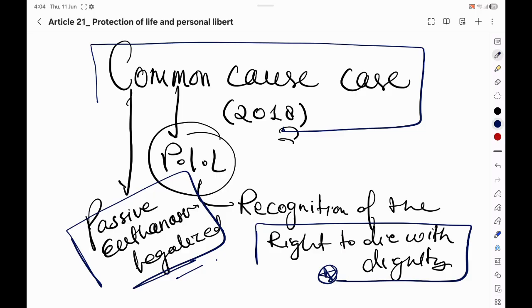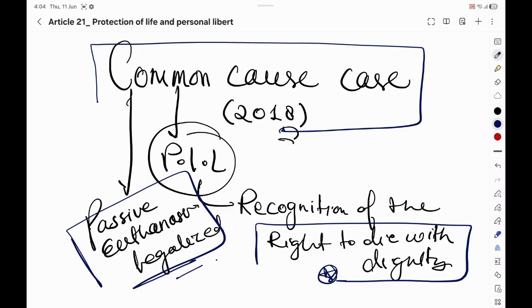Okay, so in this case the constitutional bench held that the right to life under Article 21 is what? The right to live with dignity and the right to die with dignity. So the court recognized that dignity extended not only during life but also at the end of life. Okay, so the right to life includes the right to die with dignity in case of what? In case of terminal illness or irreversible medical condition.